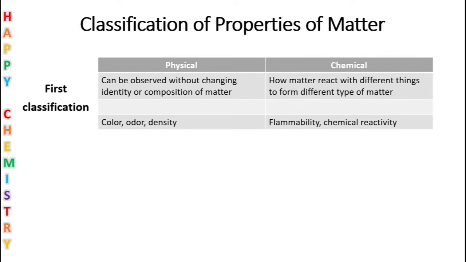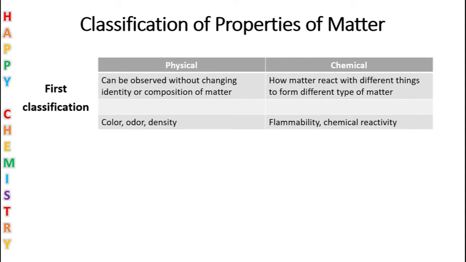A physical property can be observed without changing the identity or the composition of matter. For example, color, odor, and density. Chemical properties are how matter reacts with different things to form different types of matter. For example, flammability and chemical reactivity.